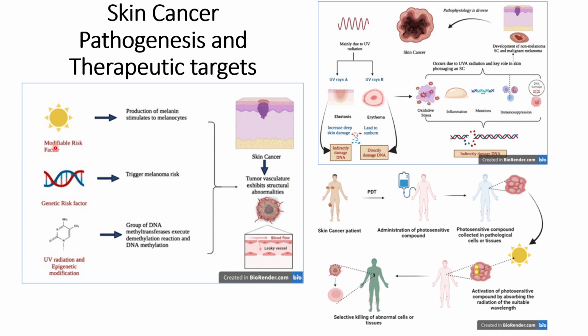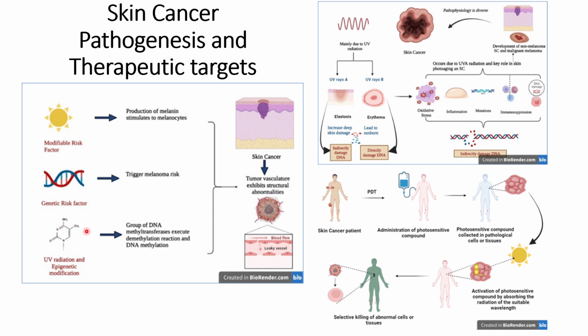The first one is the modifiable risk factor. That is, sometimes sunlight might cause the production of melanin that stimulates the melanocytes. The next one is the genetic risk factor. Because of the genetics of a person, some persons are more prone to melanoma risk. And the third one is UV radiation related skin cancer.